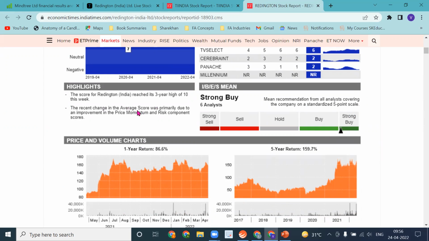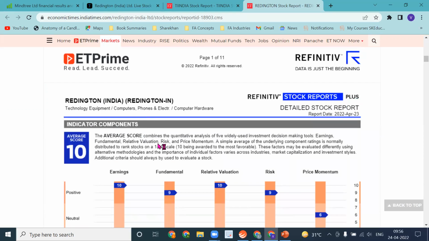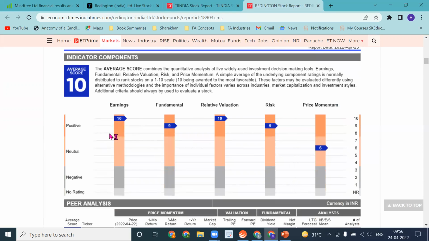What is the business type? You will be able to see down below. You can go for this. These are the parameters on which the rating has come. Earnings is the best, positive. This is niche, no rating, negative, neutral, positive. You can see all the parameters. Only the price momentum. Price momentum is nothing but the technicals. It is still more or less, you can say, moderately bullish or moderately bearish. Okay, started 6 by 8 or moderately bullish.